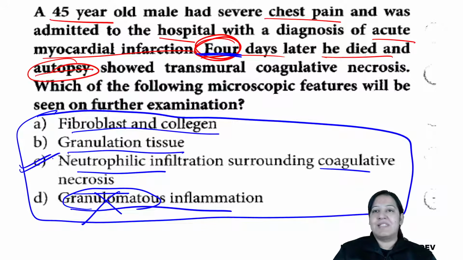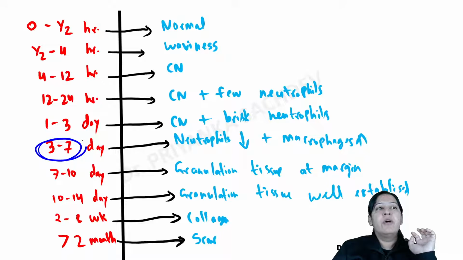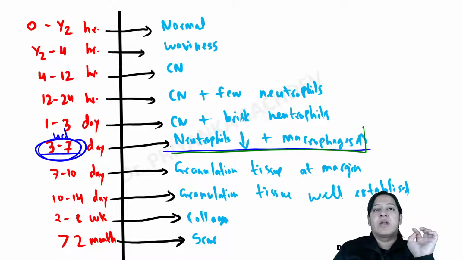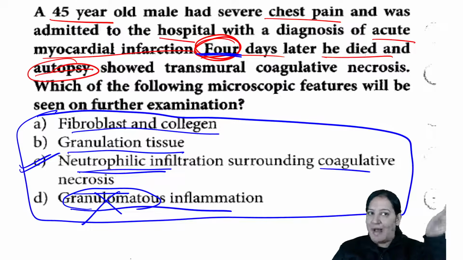The best answer here is C. What is the option in C? Neutrophilic infiltration with coagulative necrosis. Day 4 is asked, right? So where is day 4? Day 4 will come in this zone, in the 3 to 7 zone. Day 4 is asked in our question. It would be best if we found neutrophils along with macrophages in the options, but none of the options contains macrophages, right?